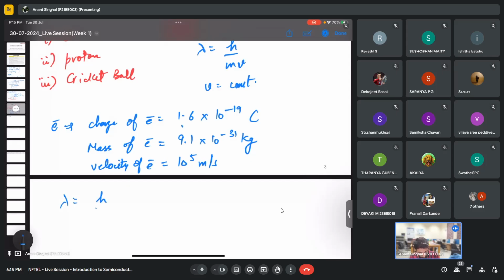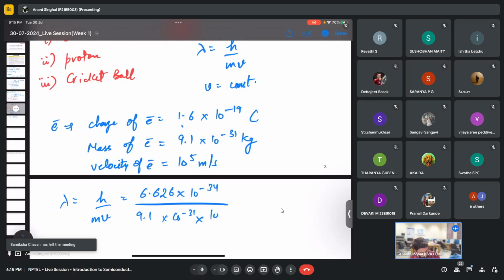So wavelength is nothing but lambda equals h by mv, and we already know the value of Planck's constant. This is nothing but 6.626 times 10 raised to the minus 34. Then we have a certain mass, and then we have a certain velocity which I have taken as 10 raised to power 5. So can someone quickly tell what is this number coming out?